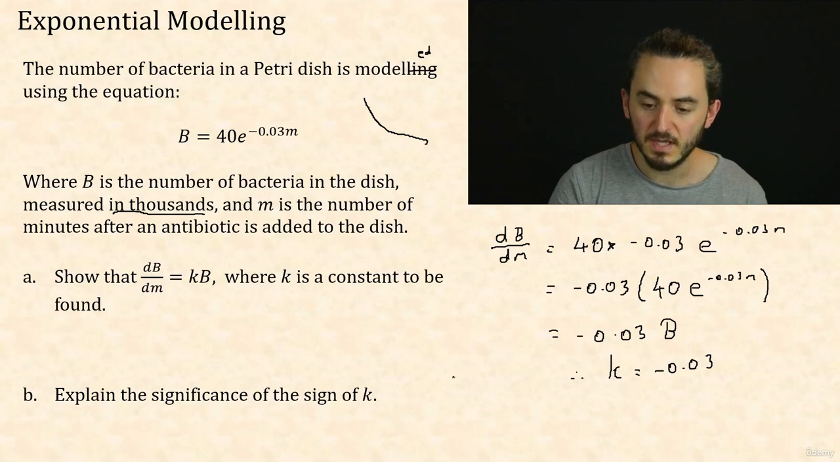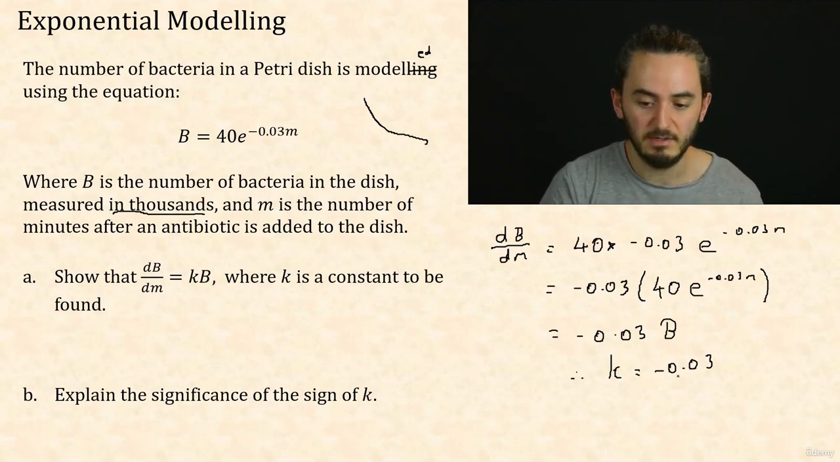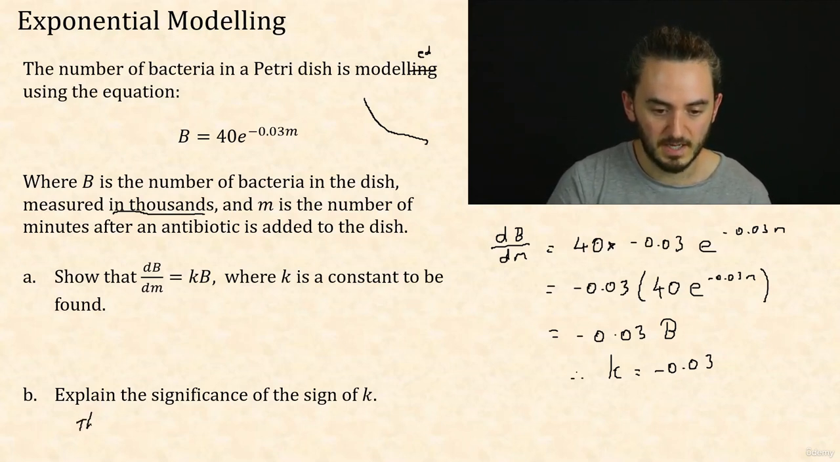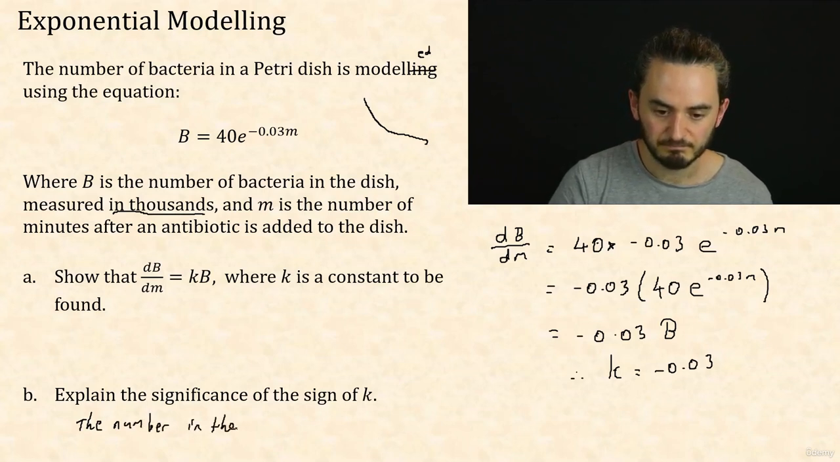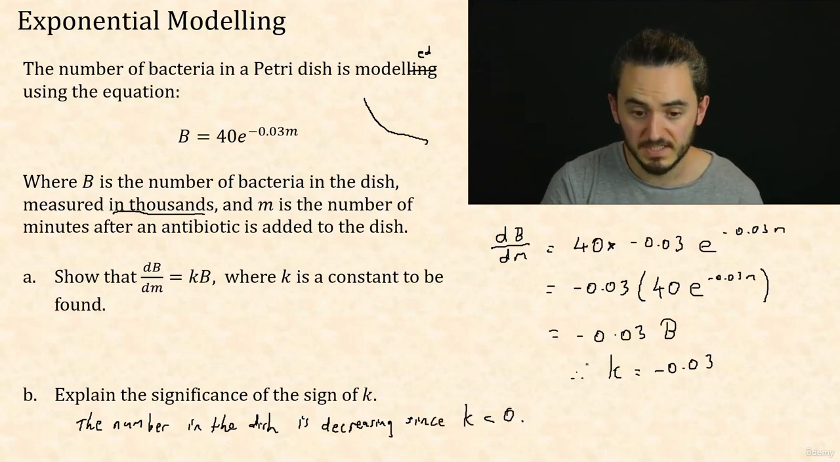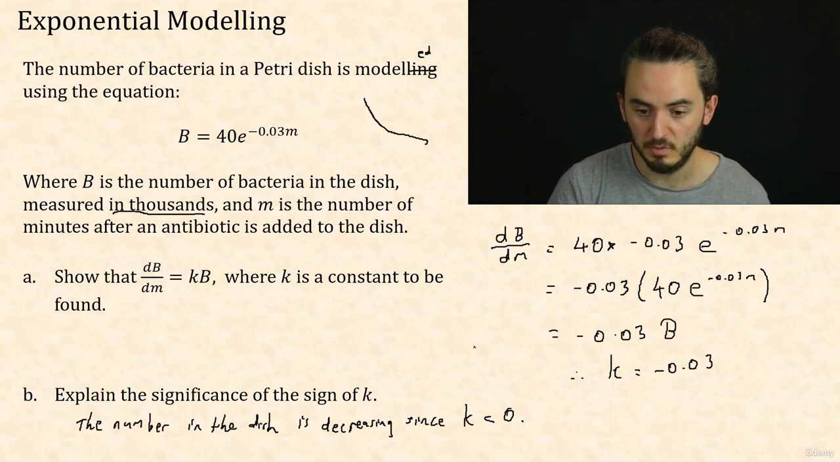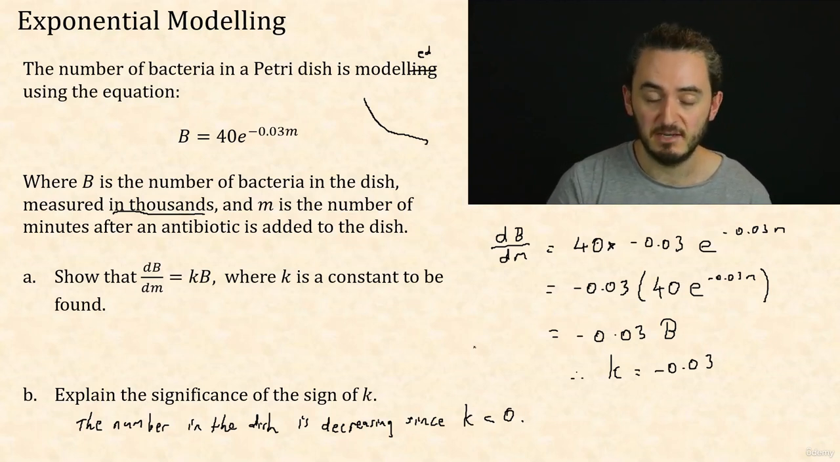Explain the significance of the sign of k. Well, the sign of k is negative. That means that the rate of change of bacteria is negative, i.e. it is decreasing. So we can say the number of bacteria in the dish is decreasing since k is negative, since k is less than 0. So it's always going to be negative, it means the number of bacteria is just going down and down and down. Okay, let's keep going.